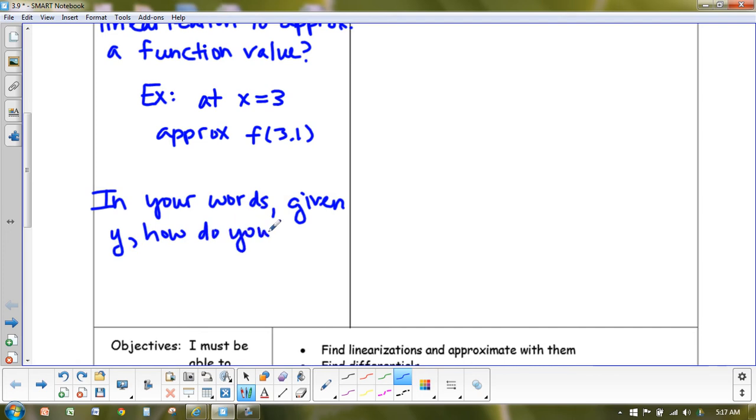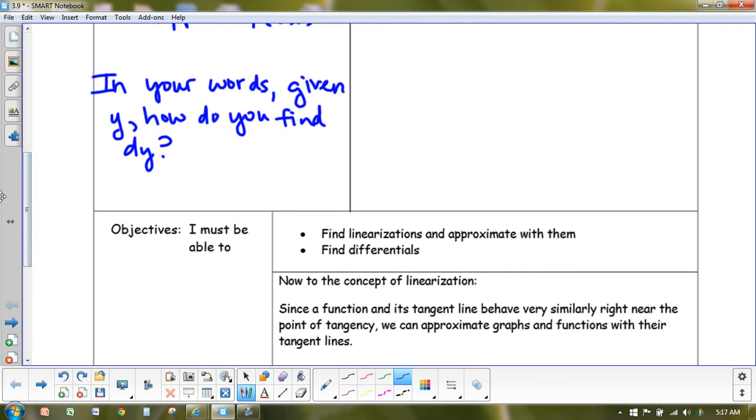Your main goal today is working on linearizations and what they tell you about the function for AP writing. So you're going to find linearizations and approximate with them. And then you're going to find what we call differentials, and that goes back to that second essential question.